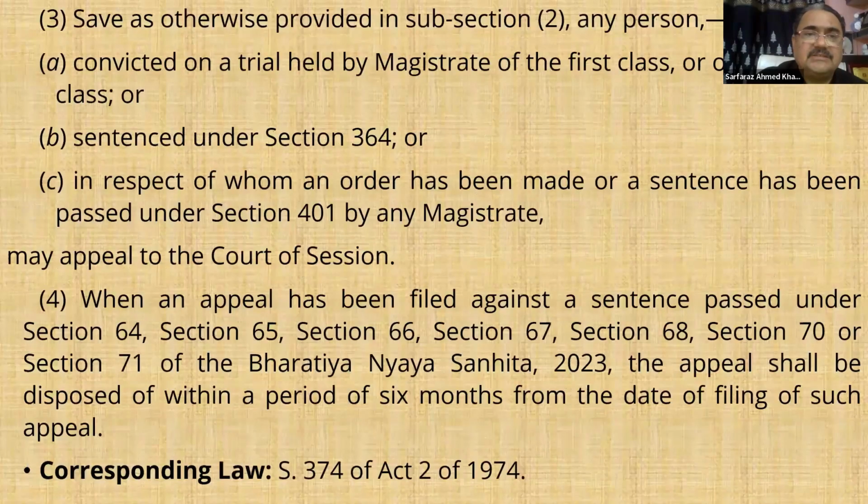Clause 3 says, save as otherwise provided in subsection 2, any person convicted on a trial by a magistrate of first class or of second class, or sentenced under Section 364, or in respect of whom an order has been made or a sentence has been passed under Section 401 by any magistrate, may file an appeal to the Court of Session.